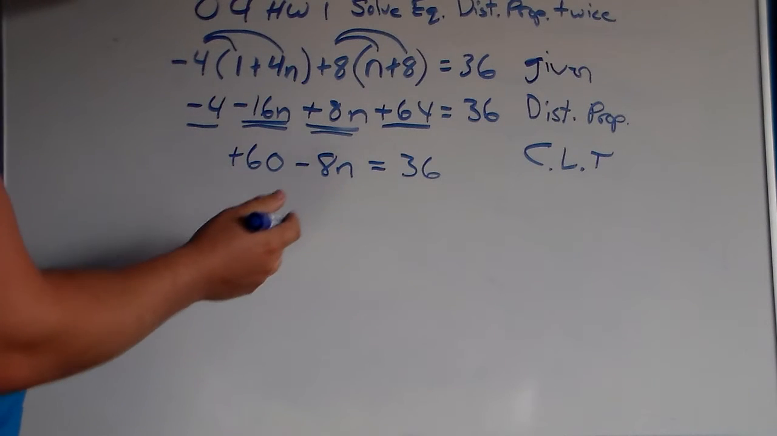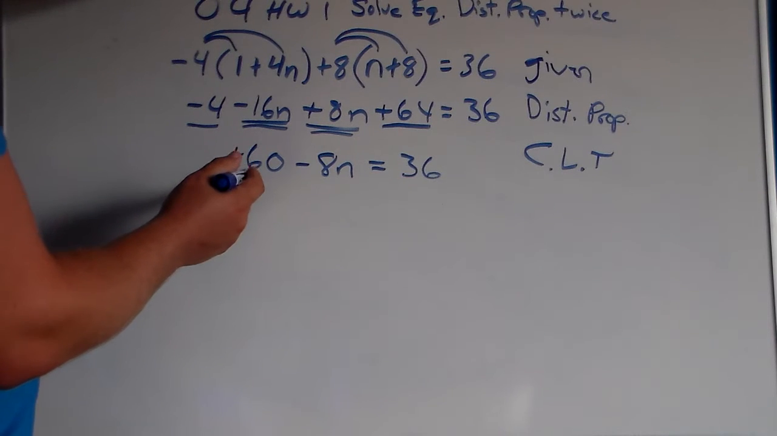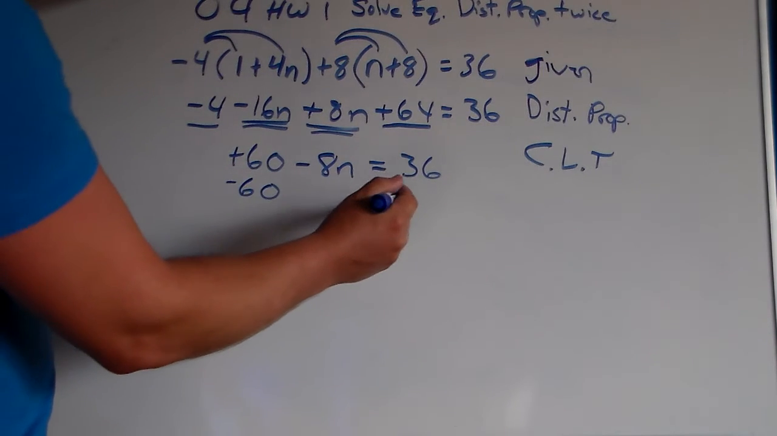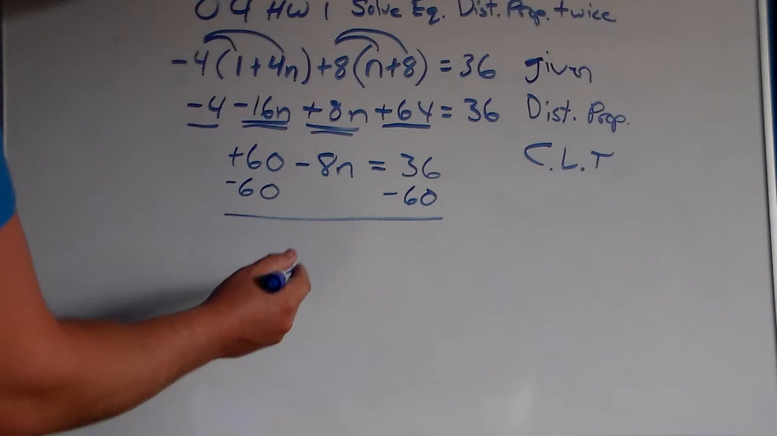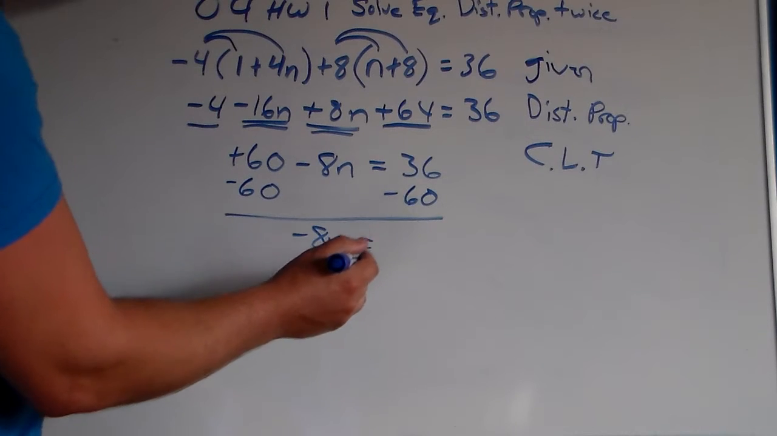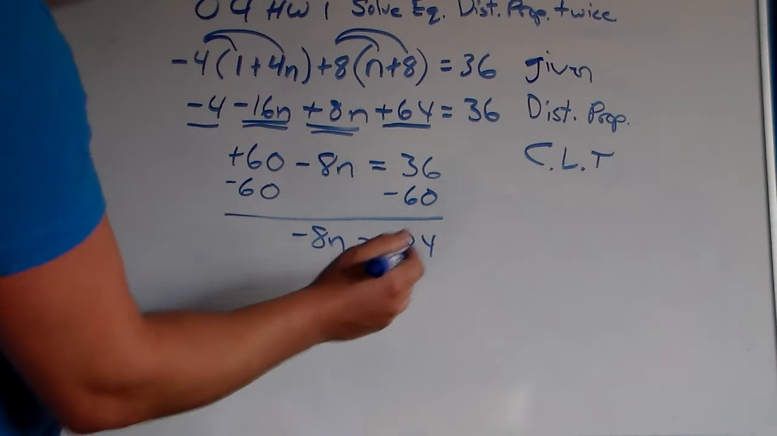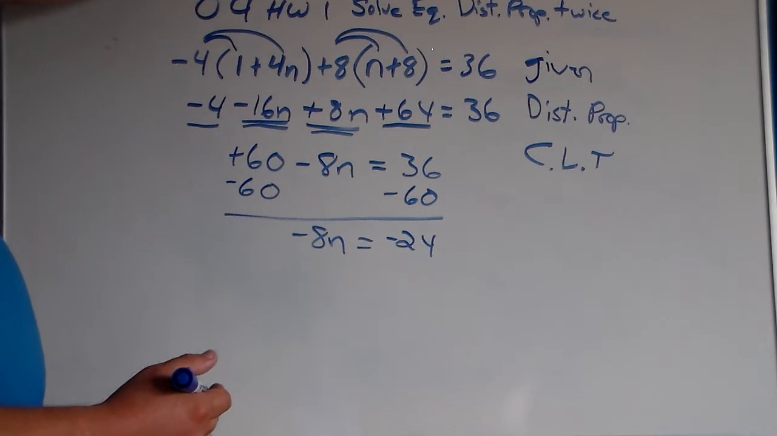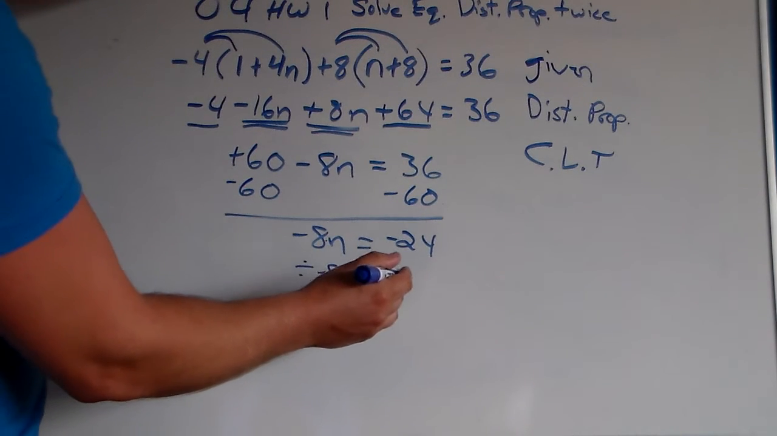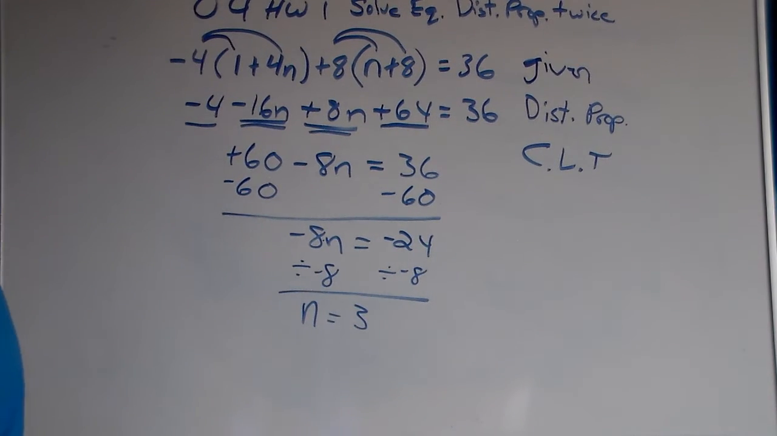Now we have -8n and positive 60, and on the other side of the equal sign is a positive 36. Our goal, we're going to move that 60 to the other side. So we use our inverse operation, subtract 60 to both sides of the equation. Positive 60 and -60 cancel out. We carry down our -8n equals, now 36 minus 60 gets us -24. This is -8 times n, so we divide by -8, and we get n equals positive 3.